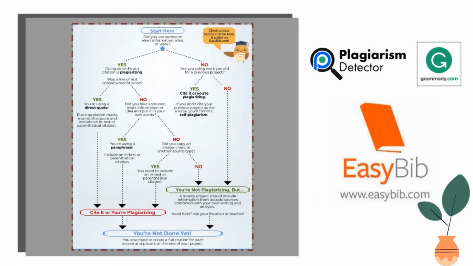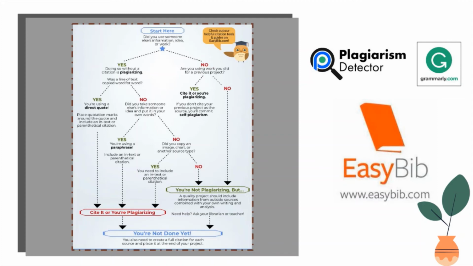If you take that information and put it into your own words, that's usually paraphrasing, and that requires a citation. Even if you copy an image and alter it in a way, like you only want to show part of it, you still have to cite it.